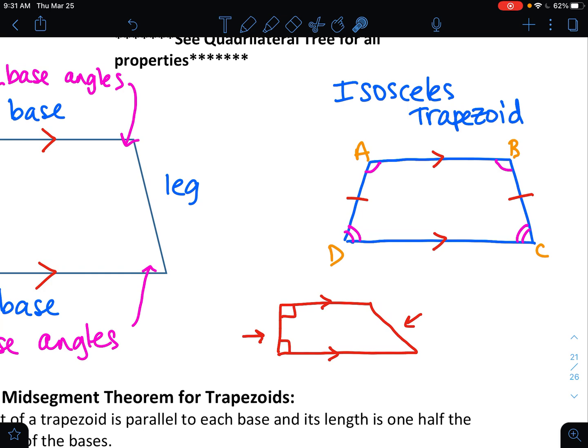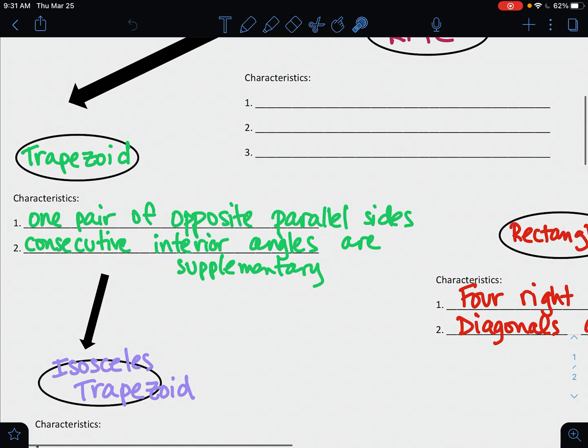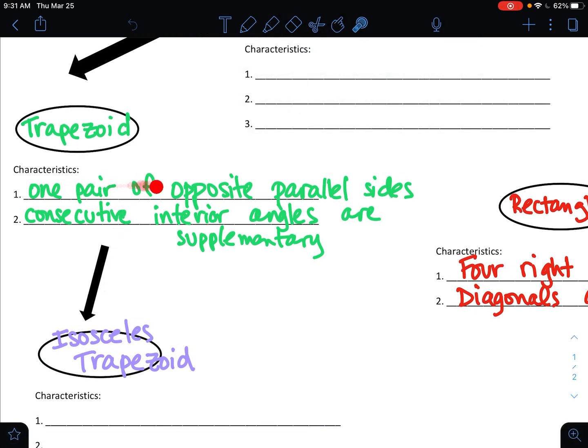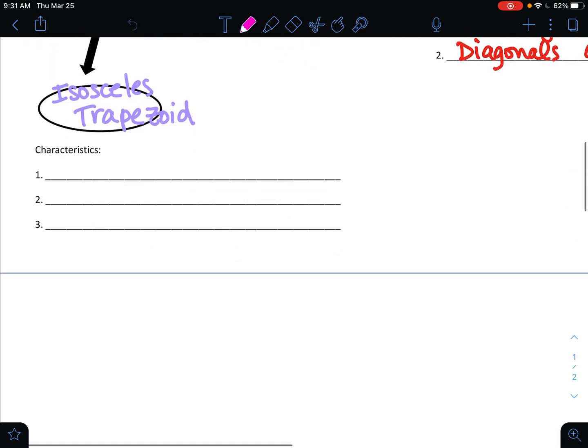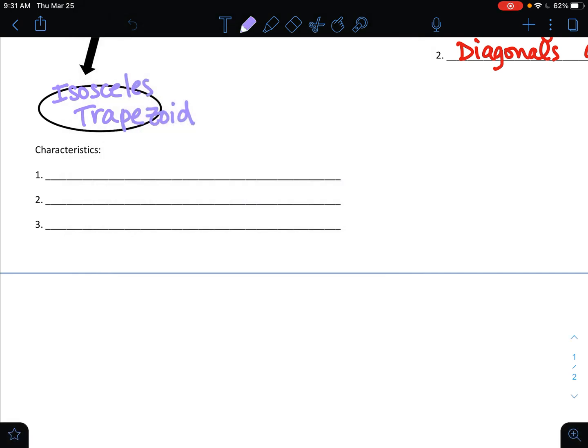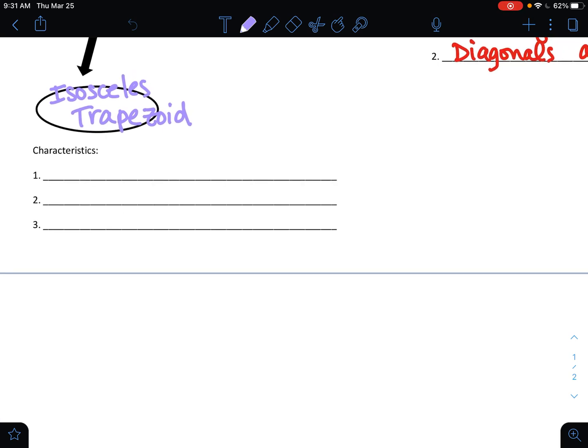Okay, so let's switch over to the quadrilateral family tree and add some of those properties. And then there's another one about diagonals that I'd like to talk about. Notice that isosceles trapezoid is under trapezoid, so both of these properties apply, and we have three more. Let me get back to my color here. Characteristic number one, kind of the definition of an isosceles trapezoid, is that the legs are congruent.